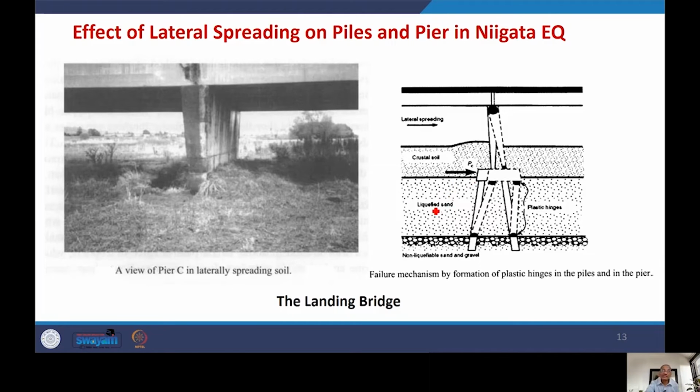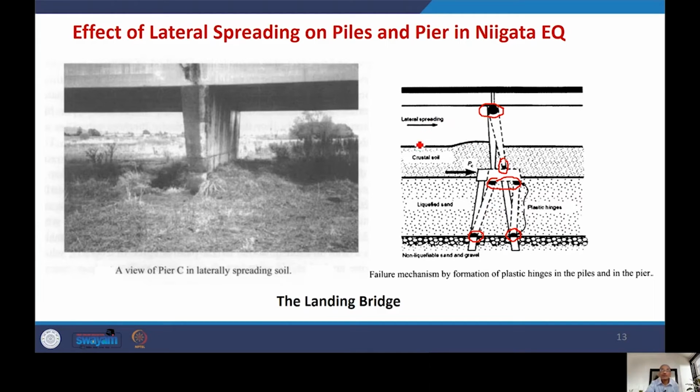Then you could see that this is the schematic diagram where the failure mechanism is shown on the right hand side by the formation of plastic hinges in the piles and the pier. So here you have a plastic hinge in the pier, right? Then you have the plastic hinge here. Then here plastic hinges are there. Then down also. So many plastic hinges are made. 2 locations in the pier and 2 locations for each pile. So there is a pile group. Here 2 piles are shown.